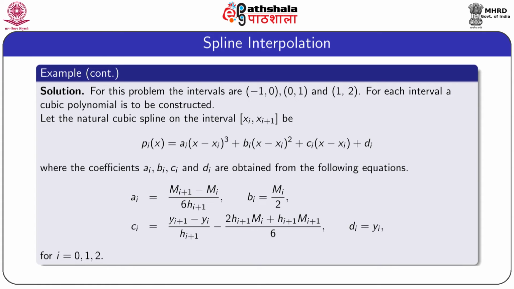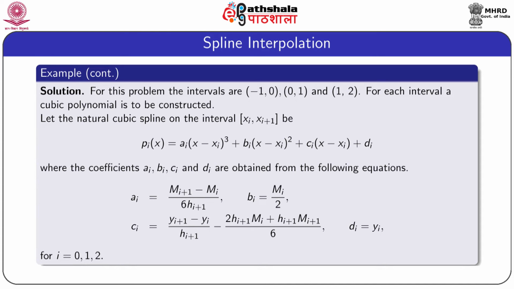The values of ai, bi, ci and di are given by the following equations: ai equal to (m_{i+1} minus m_i) divided by 6h_{i+1}, bi equal to m_i by 2, ci equal to (y_{i+1} minus y_i) divided by h_{i+1} minus (2h_{i+1} m_i plus h_{i+1} m_{i+1}) divided by 6.